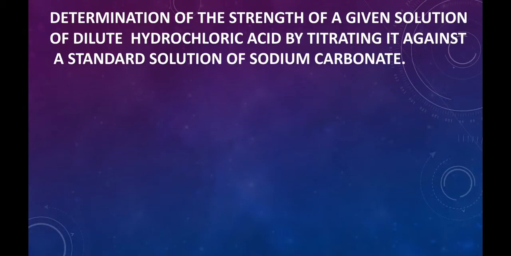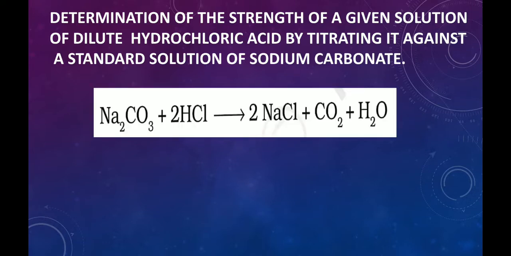Let us determine the strength of a given solution of dilute HCl by titrating it against a standard solution of sodium carbonate. This reaction takes place during titration. 1 mole of sodium carbonate reacts with 2 moles of HCl to give 2 moles of NaCl, 1 mole of carbon dioxide and 1 mole of water molecules.